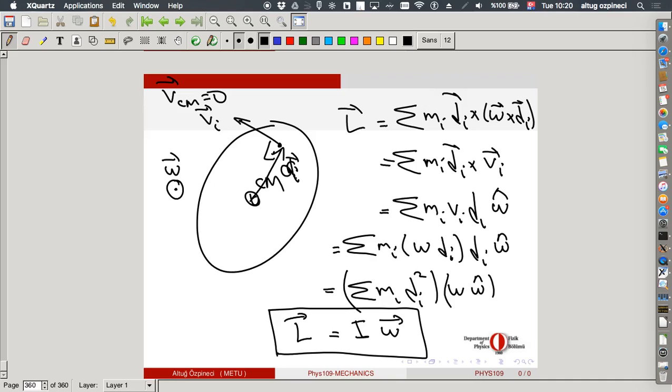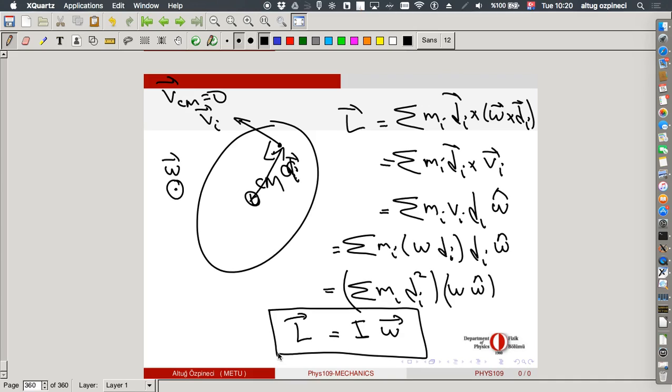Again, if you compare to the one-dimensional case, linear momentum was mass times the velocity. In the rotational case, instead of linear momentum, we have angular momentum. Instead of mass, we have the moment of inertia. Instead of linear velocity, we have the angular velocity. So this is the angular momentum due to pure rotations.